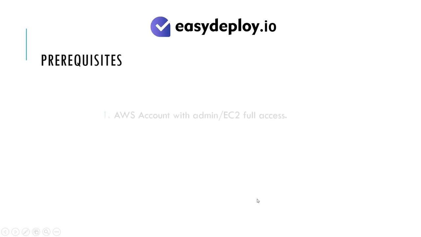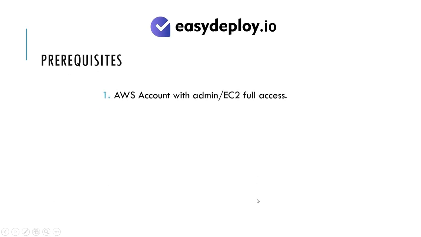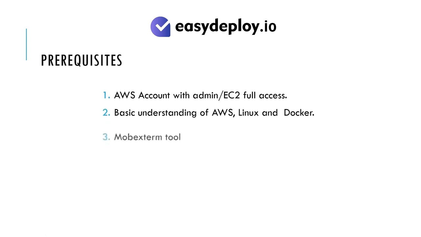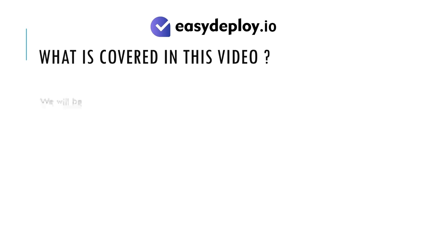Prerequisites. An AWS account with admin or EC2 full access. Basic understanding of AWS, Linux, and Docker. MobaXterm tool. What is covered in this video? We will be creating an EC2 server in AWS.